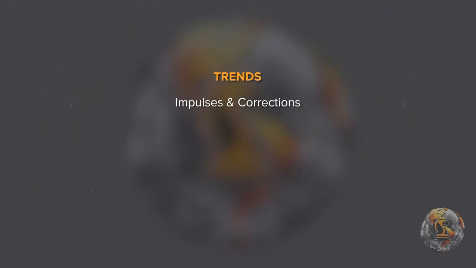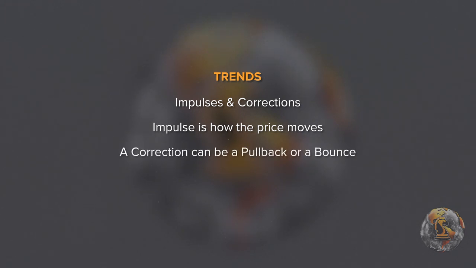Now, to clear up any misconceptions at the beginning, there are certain words that we use, and you've probably heard them or heard them used wrong in the past. Impulse does not mean pump. It doesn't mean up only. Impulse is how the price moves. You can impulse up, you can also impulse down. And especially this word, correction. A correction is not only a pull back in price. A correction can be a bounce. Price can go up or down in a correction.